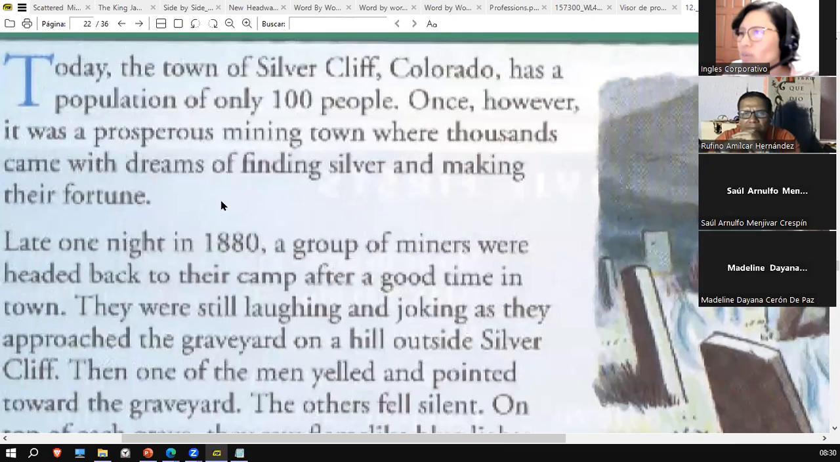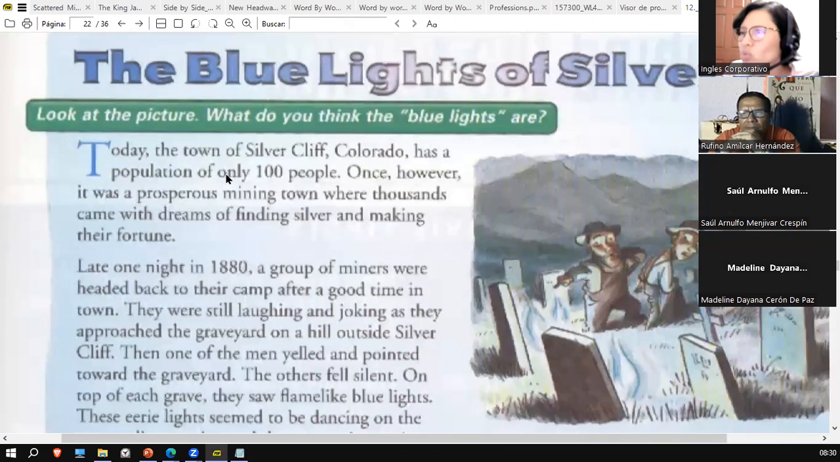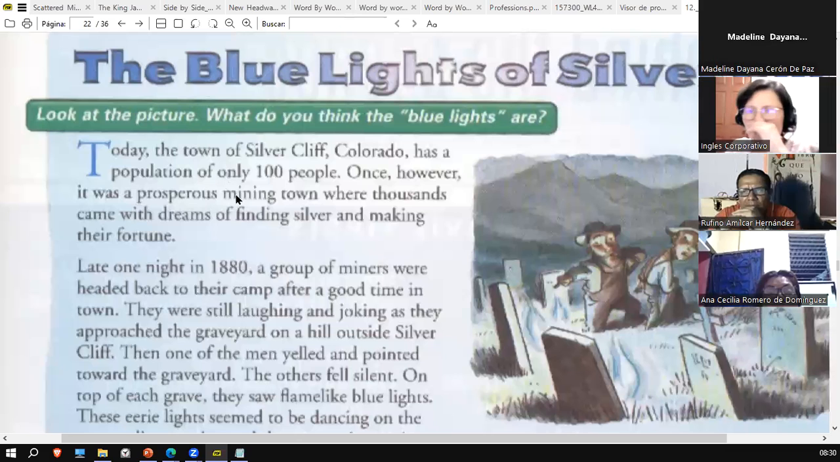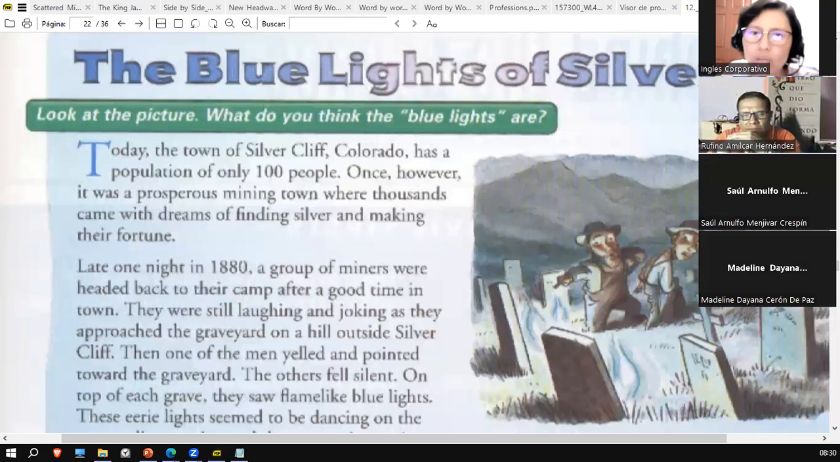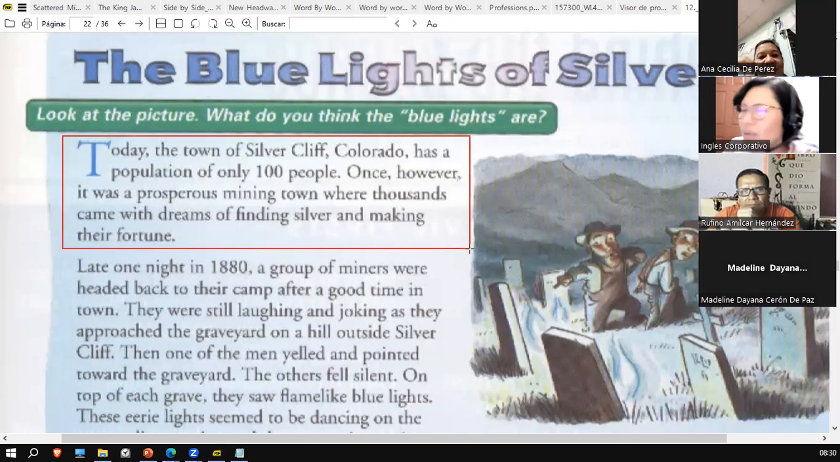So can I have some volunteers to read? And then I'm going to correct. Voy a ir corrigiendo pronunciación. Madeline, Dayana, please. Le voy a ir marcando en azul lo que van a ir leyendo. Okay, bear with me. Denme un momentito, please. Acá. First paragraph.